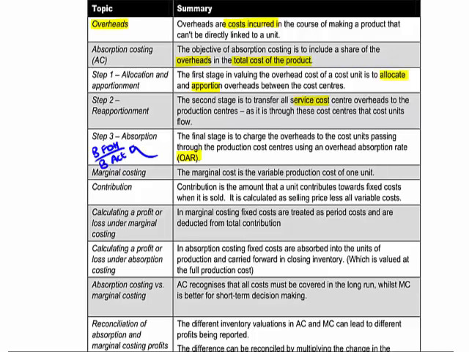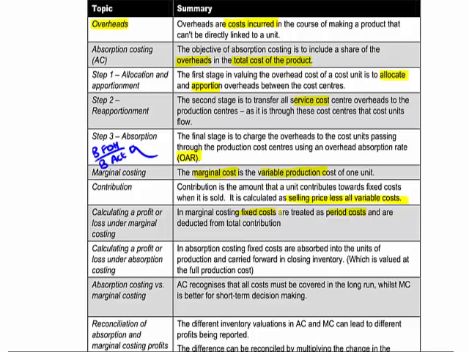We then moved on to look at a simpler alternative, which was marginal costing. With marginal costing then, we're just looking at the variable production cost of one unit. And then we worked out contribution, which is selling price less all of the variable costs. And that gives us the contribution towards fixed costs and then profits. Under marginal costing, we treat our fixed overheads as period costs and take them off the total contribution to give us profit.